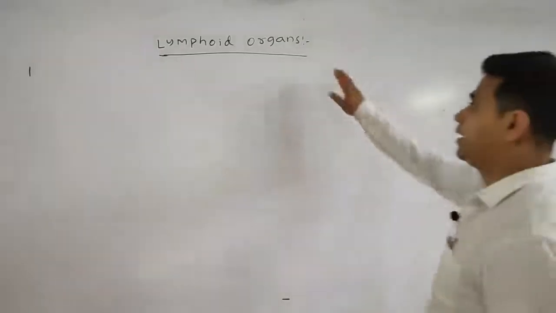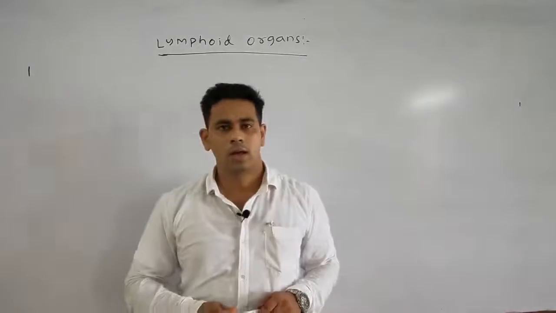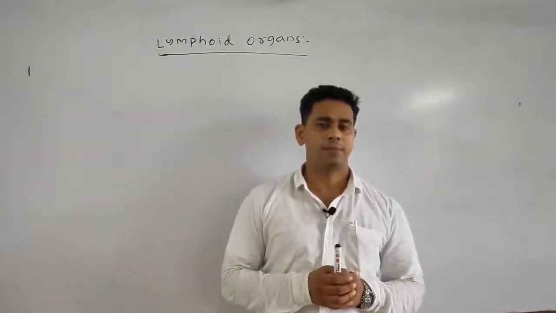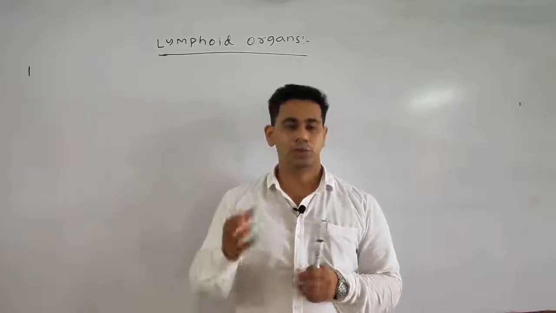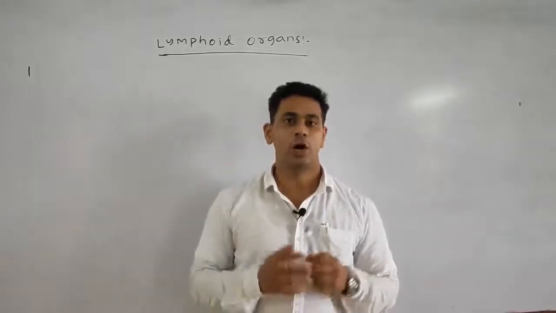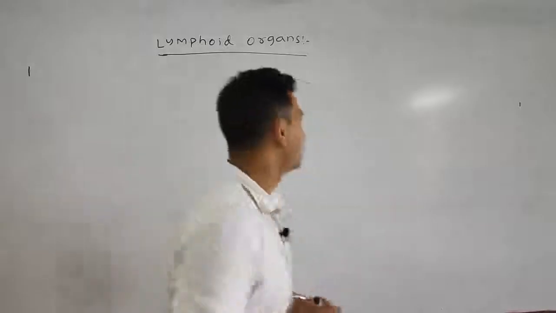Next, come to your lymphoid organs. Our immune system has various lymphoid organs where the maturation and differentiation of the lymphocytes takes place.